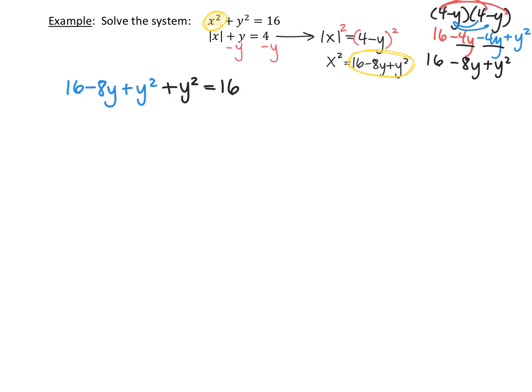Now it should feel similar to what we did last week. Combine like terms, you'll have a quadratic. So 2y squared minus 8y plus 16 is equal to 16. What do you have to do before you solve any quadratic equation? Set it to 0. Yep, so subtract the 16, and now it becomes this. 2y squared minus 8y equals 0.